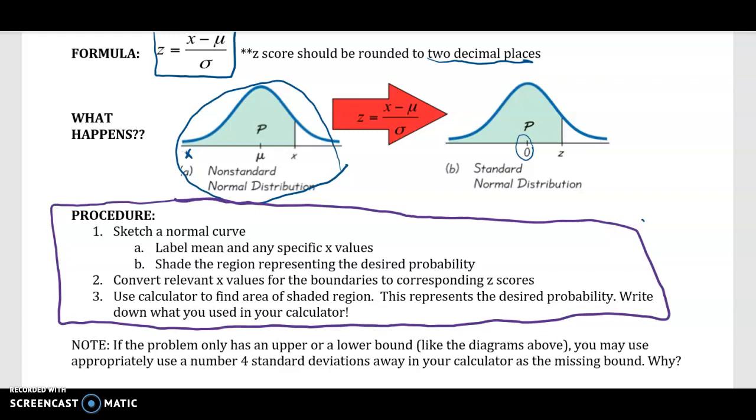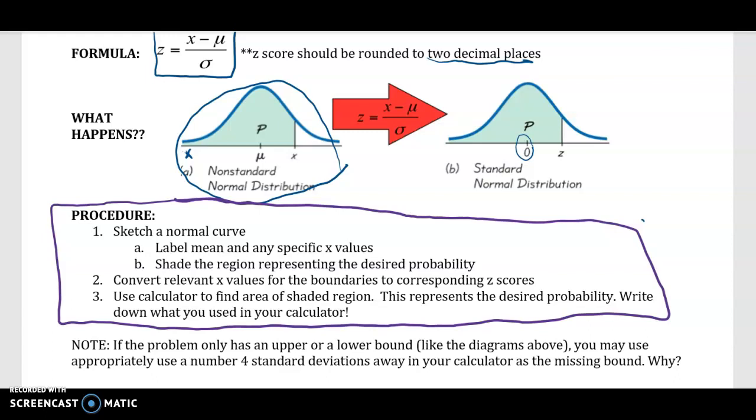First, for any of these problems, you need to sketch a normal curve. Lucky for you, they always look the same. They're bell-shaped. So you should have an x-axis drawn, a bell-shaped curve. You should have the center labeled. You should have your shading. And just make sure you're labeling what you know.